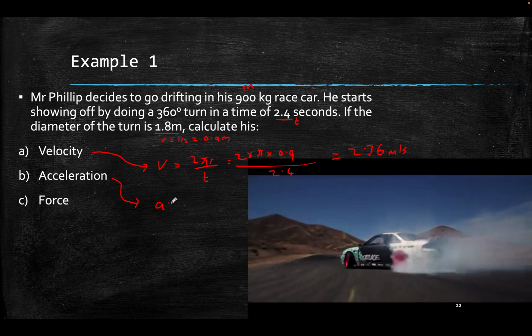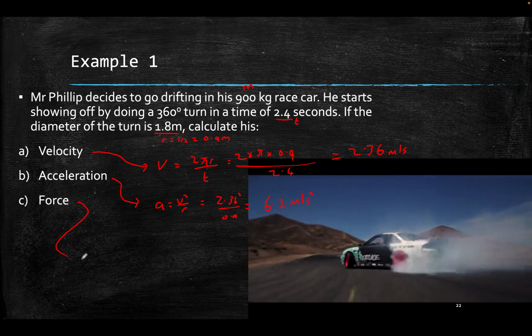a equals v squared over r. So I've already found the v, so I'm just going to do 2.36, and I'm going to square it. I'm going to divide that by my radius, which I know is 0.9, and I'm going to put that into my calculator now. 2.36 squared divided by 0.9, and I should get 6.18, so I'll round that to 6.2 meters per second squared.